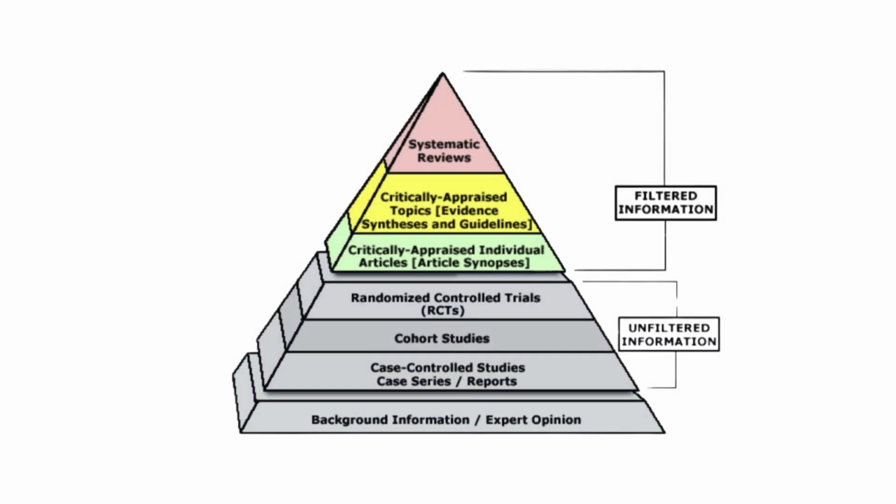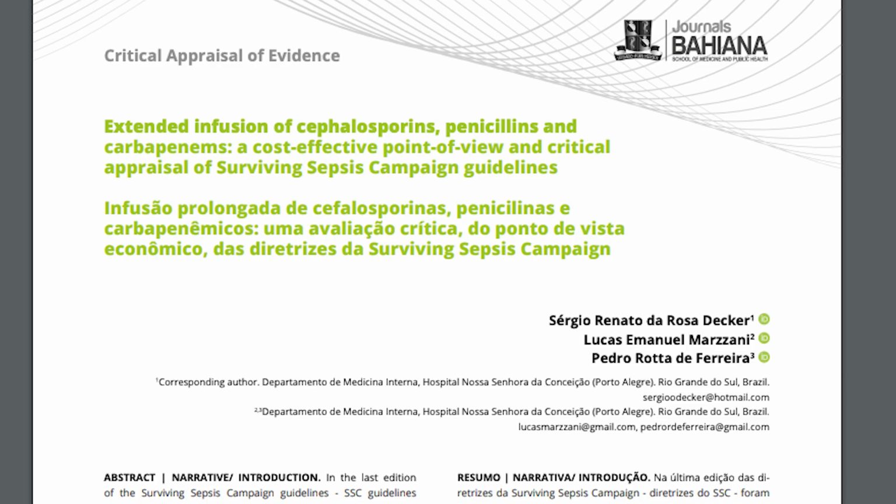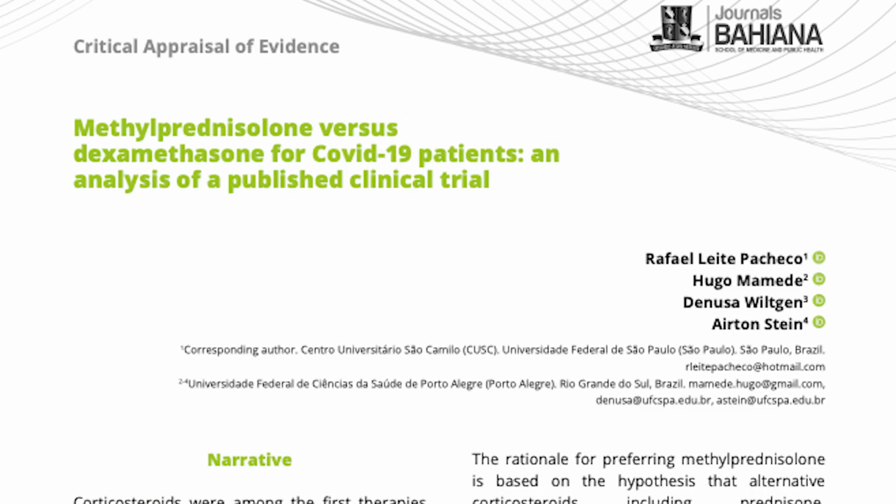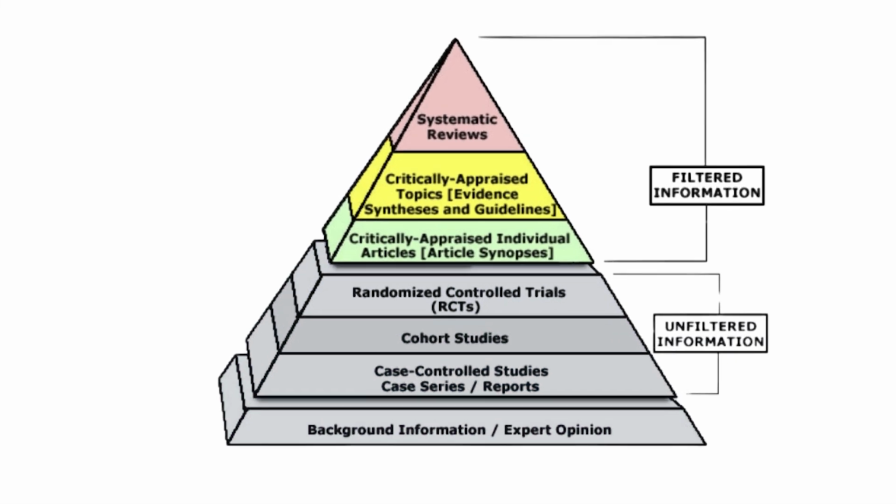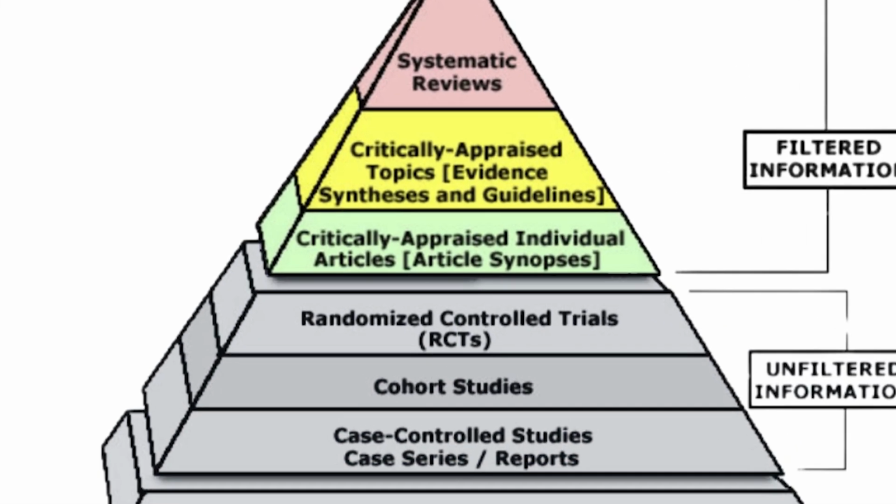Many evidence-based titled journals will publish articles which summarize and/or analyze recent, relevant publications in other medical journals, Warner 2024. These are critically appraised individual articles. Essentially, an author will read a popular or otherwise intriguing article, then summarize and assess the article and publish it in a journal. Because this is only one additional set of eyes on one article, it's the lowest in the filtered information section of the pyramid.